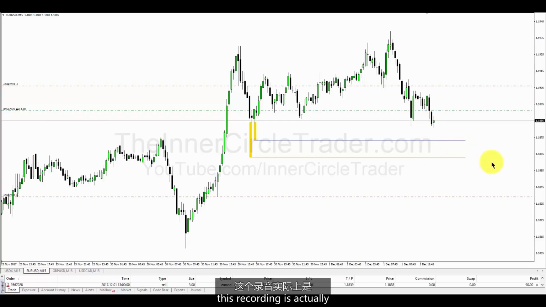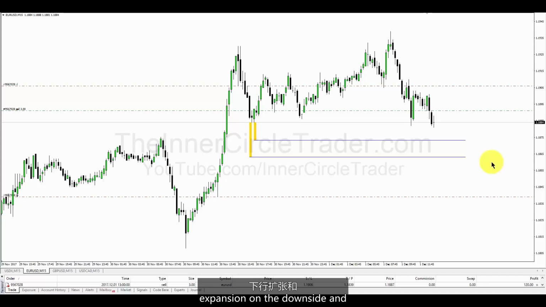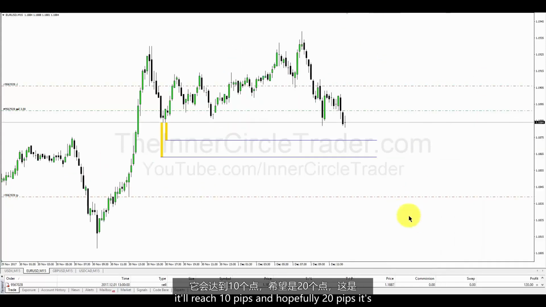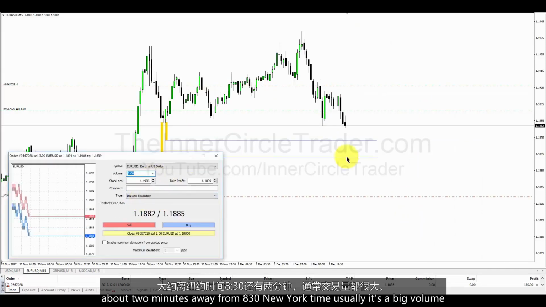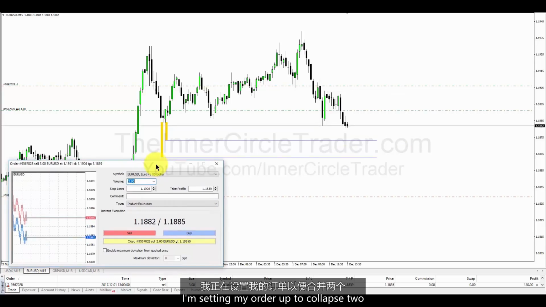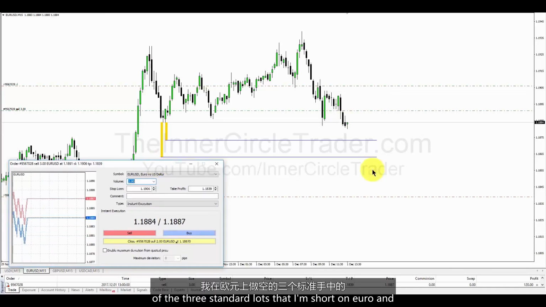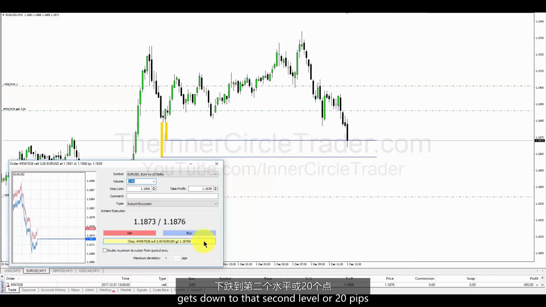So this recording is actually sped up for time purposes. But right now we're retesting the bodies of the candles at the previous short-term low, and now I'm going to be looking for expansion on the downside. And it'll reach 10 pips and hopefully 20 pips. It's about 2 minutes away from 8:30 New York time. Usually that's a big volume increase for volatility. And I'm setting my order up to collapse 2 of the 3 standard lots that I'm short on euro. And I'm watching, waiting to see if price gets down to that second level or 20 pips.